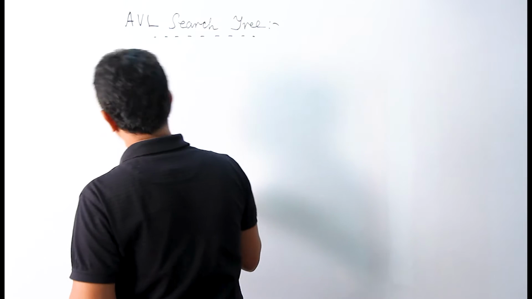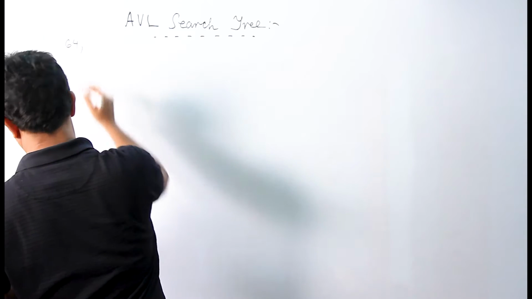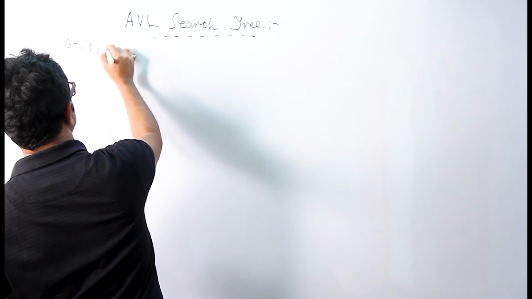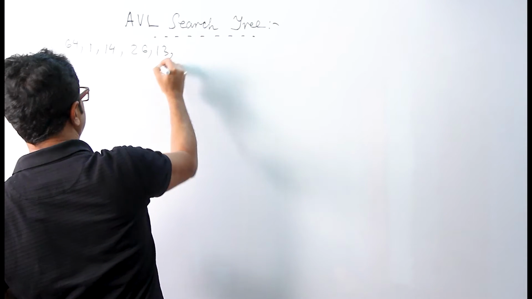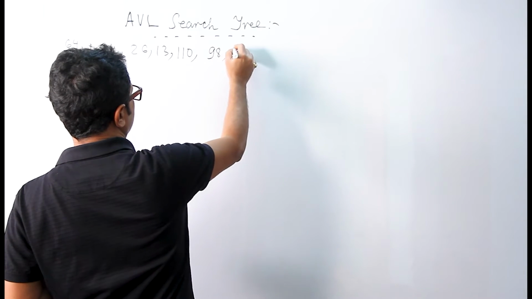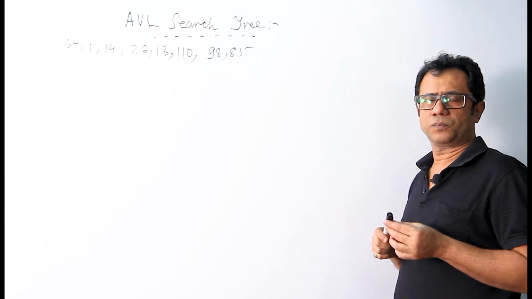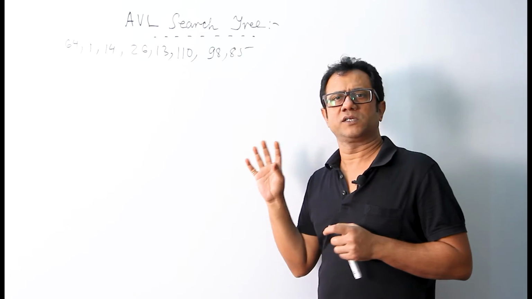So let me take a set of data values, suppose 64, 1, 44, suppose it is 14, 26, 13, 110, 98, 85. So these are some values which we are given. From these values we are going to construct an AVL search tree.